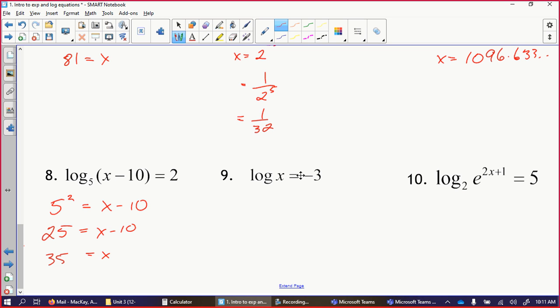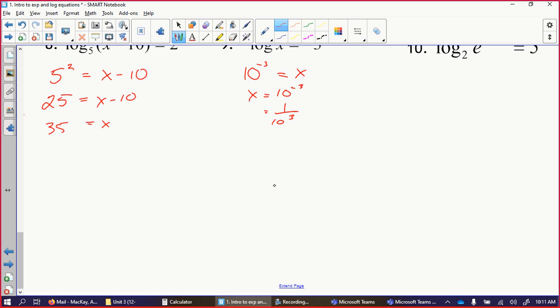Another one where we have to convert the base is 10 to the minus 3 equals x. I'll just write it like that. Equals 1 over 10 cubed equals 1 over 1,000.